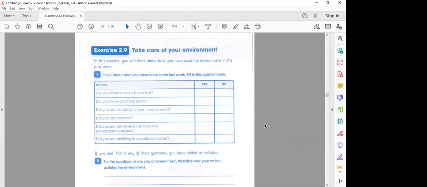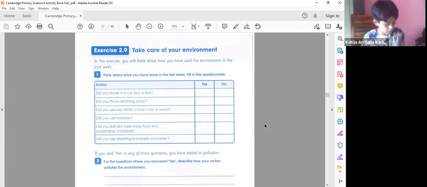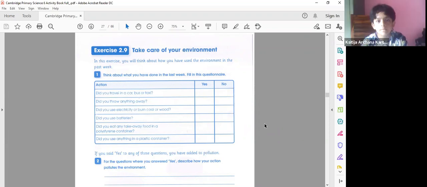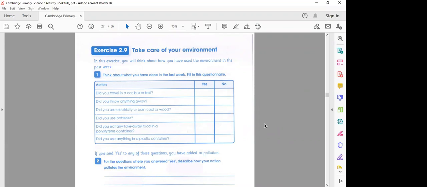Okay, next is 2.9. Kshitija, how many items have you written for 2.8? Mom, I wrote all of it. Okay, good job. Please make sure that I can get to see what you have written. Ask your father to help you out. Okay, next is take care of your environment, 2.9.